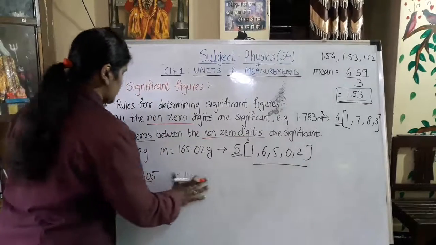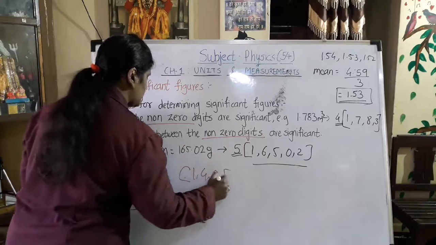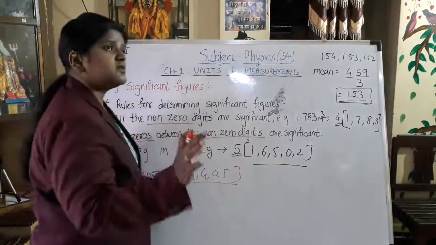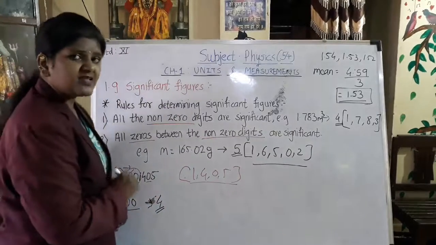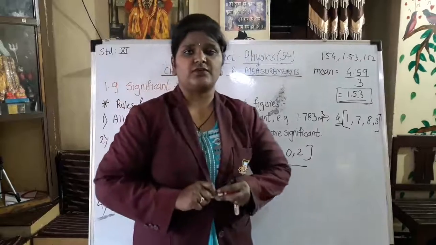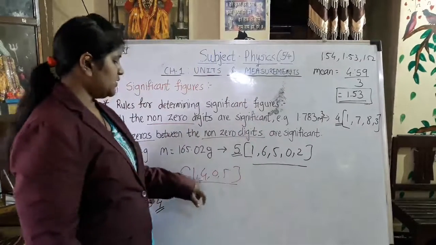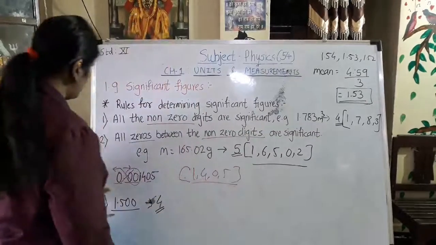So the numbers are 1, 4, 0 and 5. These all numbers are giving you a certain value for measurement. So how many significant figures are there inside this number? 4. So there are 4 significant figures. And which are they? 1, 4, 0, 5. Okay, so this is one of the rules.